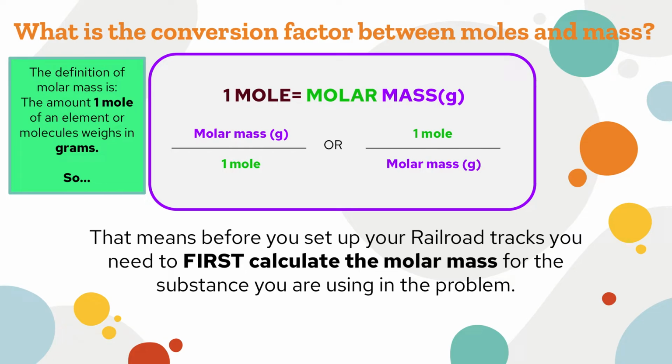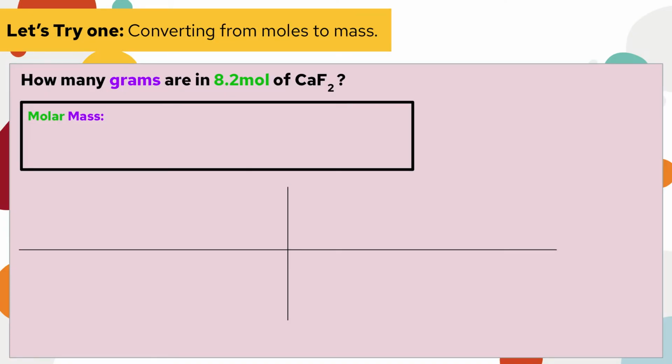So what is the conversion factor between moles and mass? 1 mole is equal to the molar mass. So 1 molar mass in grams over 1 mole, or 1 mole over the molar mass. The definition of molar mass is the amount 1 mole of an element or molecule weighs in grams. So that means before you set up your railroad tracks, you need to first calculate the molar mass for the substance you are using in the problem. And these are ones where you're going from the mass of something to the moles of something of the same substance. So let's try one.